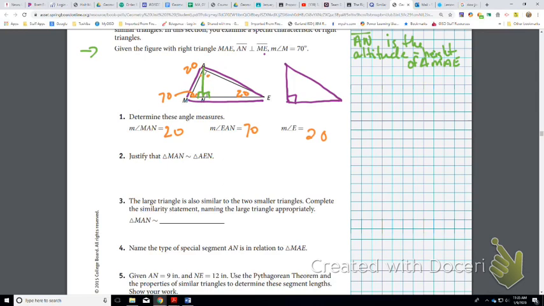Which direction did I rotate him? To the left, so counterclockwise. Remember, the vertices move with me. So A, I know, is my 90. Now, what's going to come over here at the bottom? Think about your rotation. 20, that's going to be the M. So then that leaves this one to be your E.